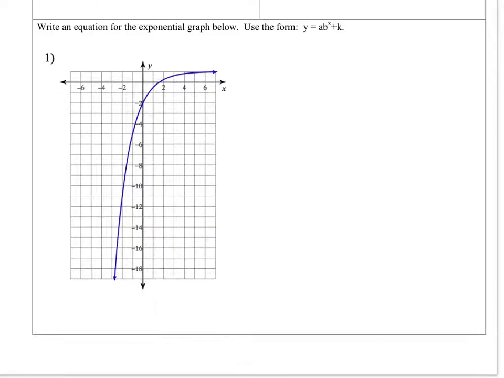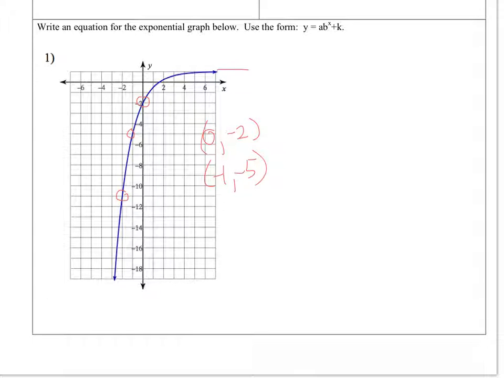Okay, moving on to writing an equation. I'm going to identify a few points. I've got 0, comma negative 2. And as another easily identifiable point, that looks like negative 1, negative 5. The next easily identifiable point would be negative 2, negative 11. But I only need 2 for this.